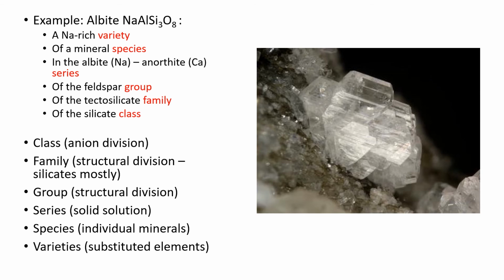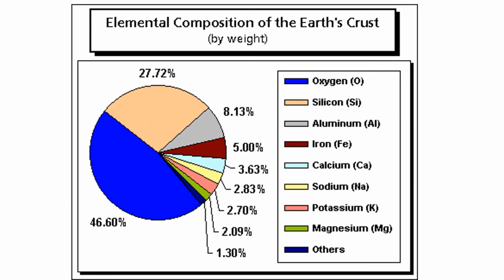So for example, albite is the sodium-rich variety of a mineral species, and the albite is the anorthite series of the feldspar group of the tectosilicate family of the silicate class, because it has SiO. Okay, so remember, class, anion division, family, structural division, group, structural division, series, solid solution, species, and then variety, which has to do with the replaceable parts.